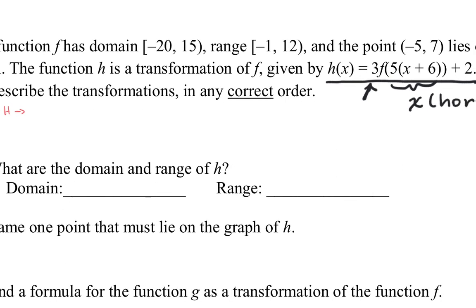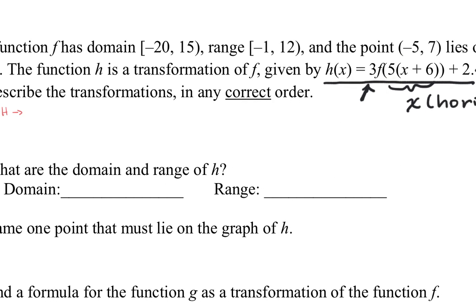Looks like you are multiplying things by this 5, right? Which means that you are compressing by a factor of the reciprocal of that. So you are actually compressing horizontally by a factor of, and I said the reciprocal, 1 over 5.